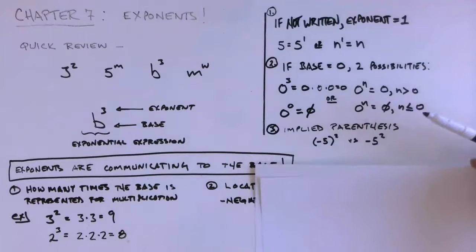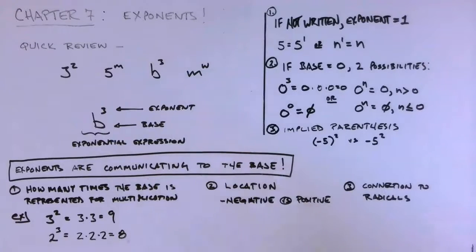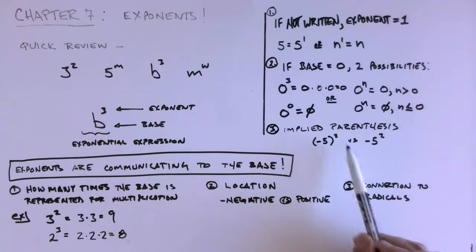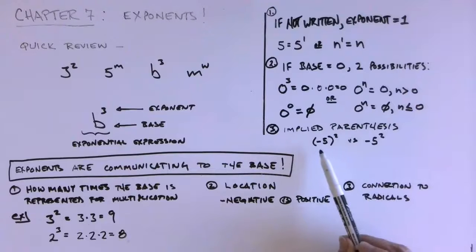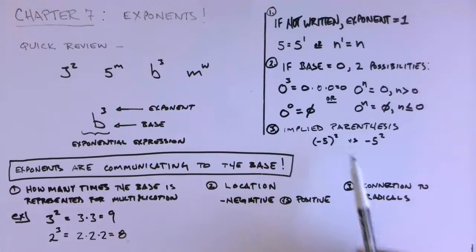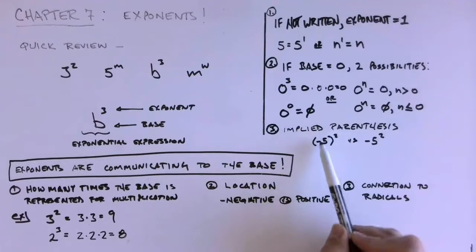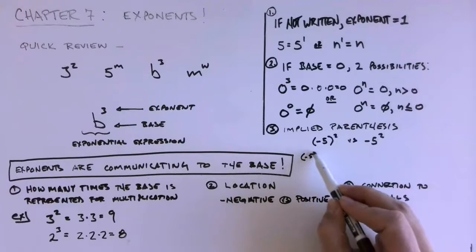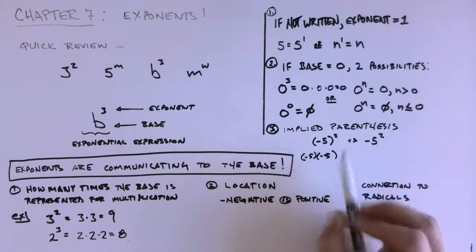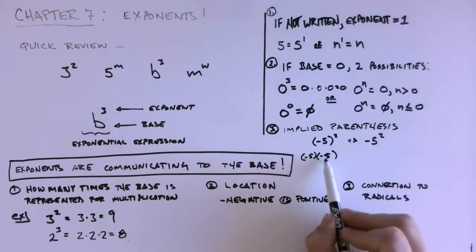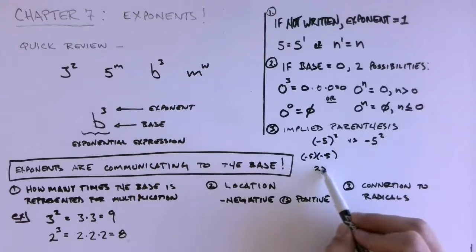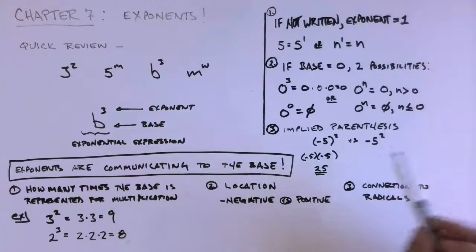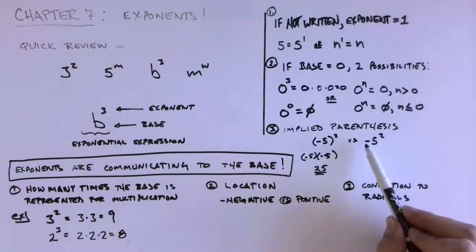The other thing, really important, it's really easy to make a mistake here, is what we have on implied parentheses. There's a big difference between these two questions, (-5) squared versus -5 squared. Well, this -5 has parentheses on it. This exponent here is communicating to the entire statement in parentheses. So this is going to equal -5 times -5. Well, you know that two negatives in multiplication become a positive, so this would equal 25. That should be good.